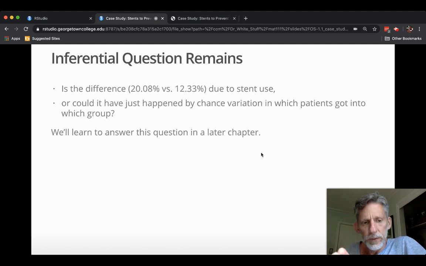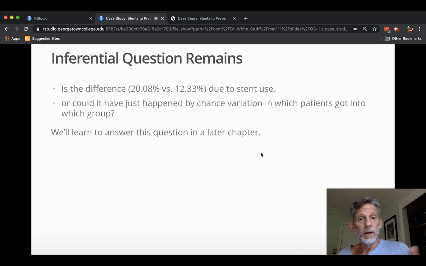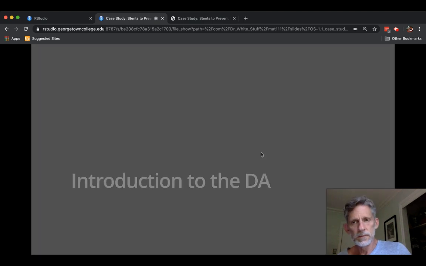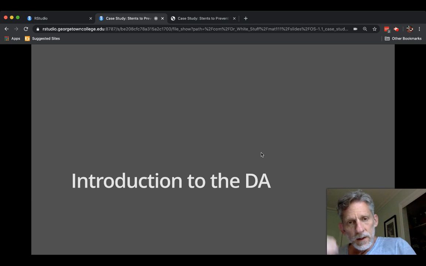That's what we call an inferential question, as opposed to a descriptive question that we just answered looking at the data. And we're going to learn to answer the inferential question in a later chapter, but I'll bring it up now because it's important and because you need to be always thinking ahead to that kind of question. So, fairly short.